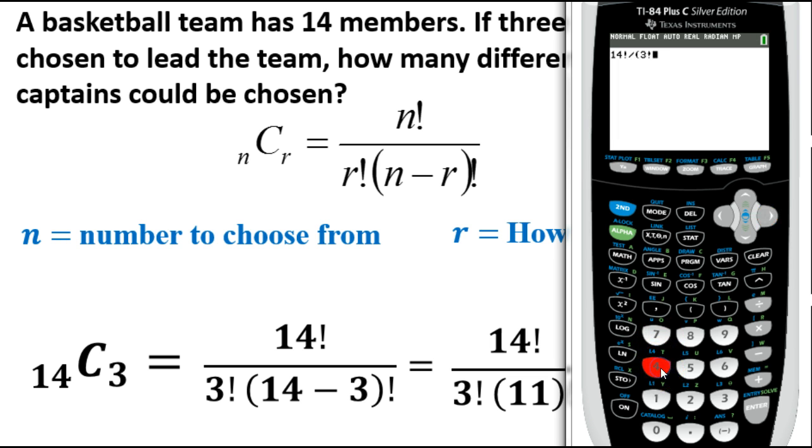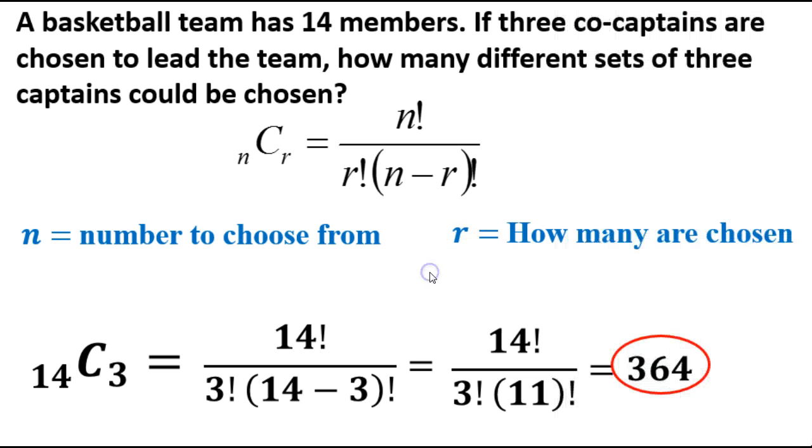Then option number 4 is our factorial. Times 11, math, go over to probability, option number 4. I can close this off and hit enter. My answer here is 364. So no matter which calculator you want to use, you'll get the right answer. The big thing is knowing how to plug these in.